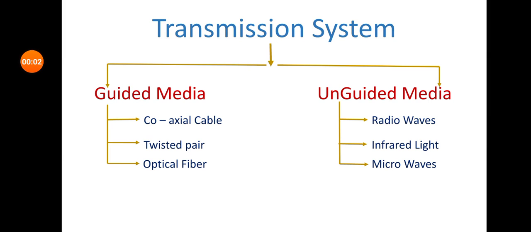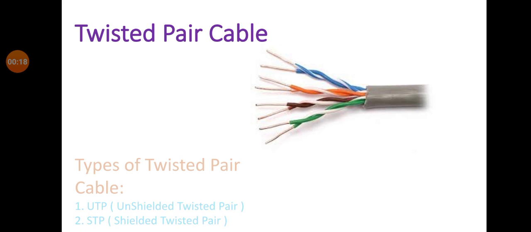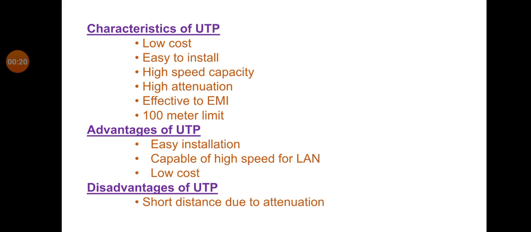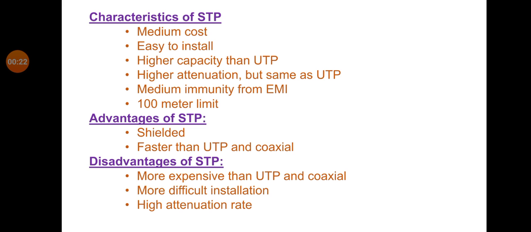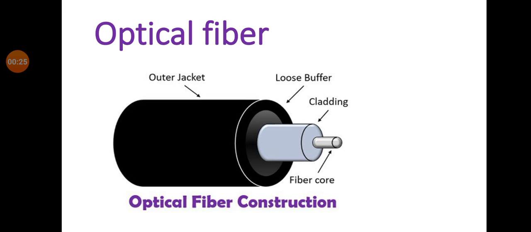Hi dear students, in yesterday's lecture we studied the second guided media, that is twisted pair. So today we are going to study the third one, that is optical fiber. It is also one of the guided media, means using optical fiber we can transmit information in guided form, means it is a wired media. So now let's see how optical fiber looks like.